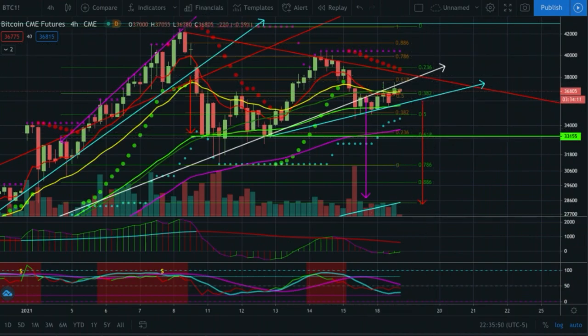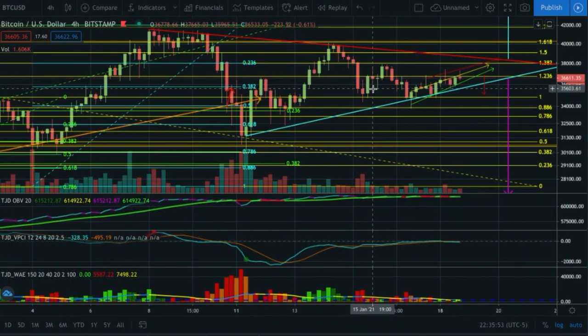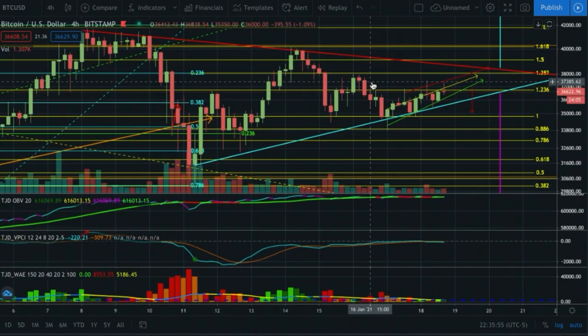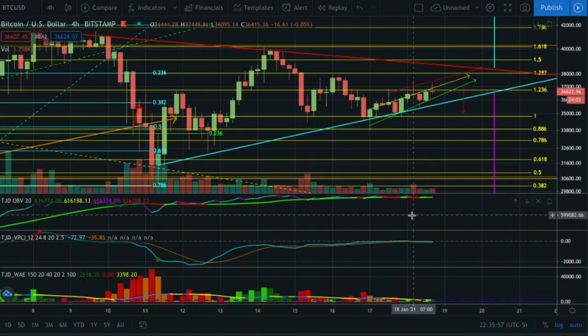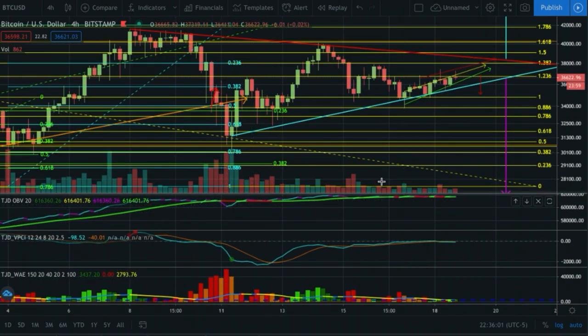All right, so that's the 4 hour on CME. Now let's look over to the 4 hour on Bitstamp. Essentially what we're looking at here is when this turns red, it means there's more selling taking place than buying. So here we had one little spot, then a little burst, and then one more little spot.